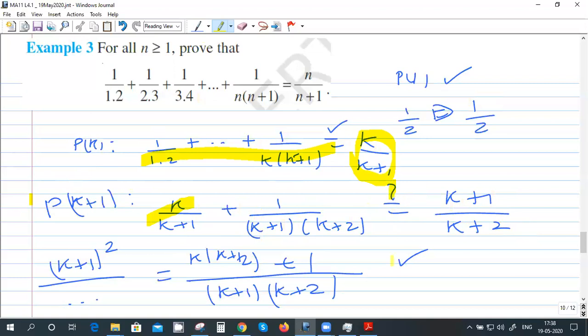I put a question mark here. Okay. And here I have to take the LCM as this one, k into k plus 1 and k plus 2. And the numerator will simplify as k plus 1 whole square. And one k plus 1 will cancel and you'll get this right answer.